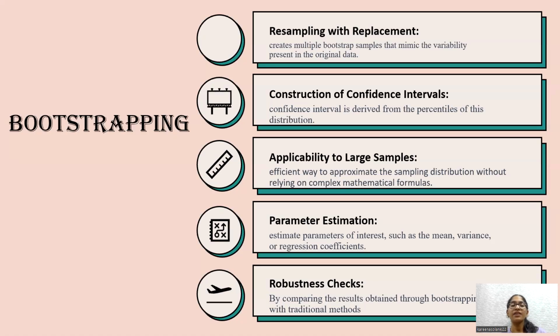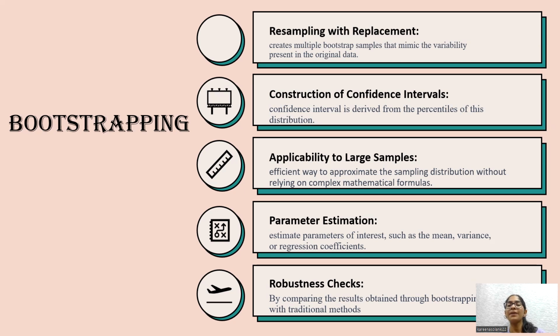The next thing is about the bootstrapping. Here there are 5 key points. The first key point is about resampling with replacement. It creates multiple bootstrap samples that mimic the variability present in the original data. And the second key point is about the construction of confidence intervals. Confidence interval is derived from the percentiles of this distribution.